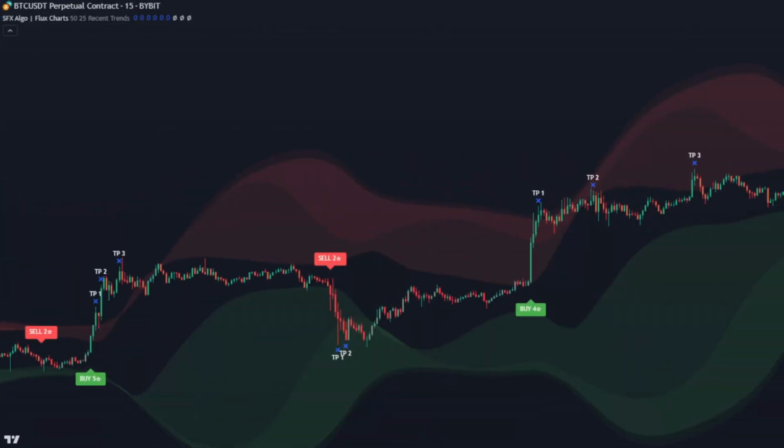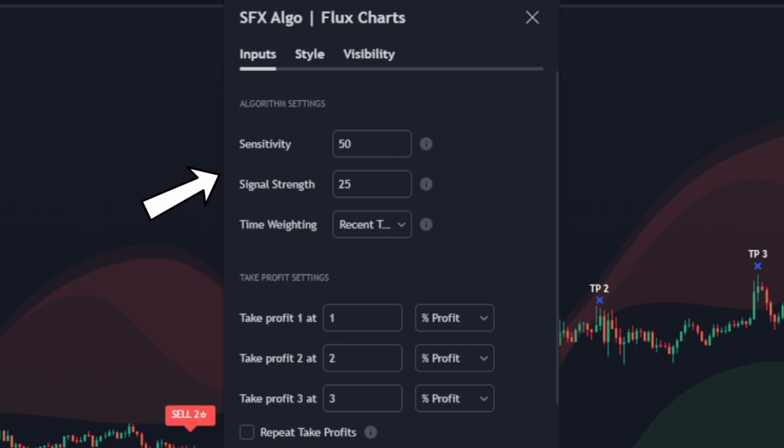The first indicator is SFX Algo. In the settings, you can customize the sensitivity and the strength of the signal as well as the time weighting. Adjusting sensitivity will impact signal frequency, with lower settings working better for shorter time frames and higher settings for longer time frames. By adjusting the strength of the signals, the indicator will filter out the weaker entry signals.